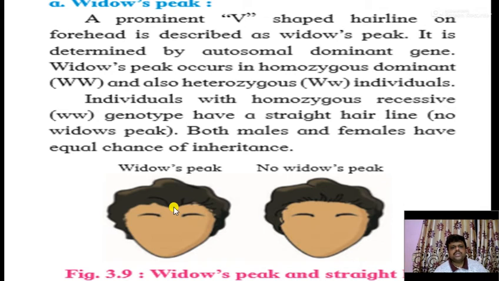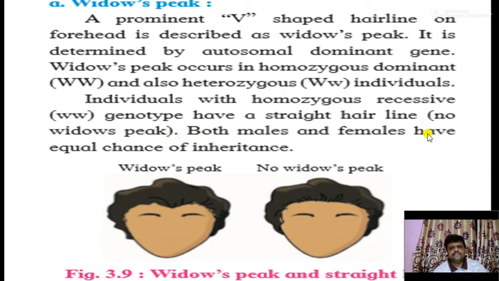It is autosomal inheritance. While in this figure, you can see a straight hairline on the forehead. Now just see, widow's peak occurs in homozygous dominant, that is W and W, and it is also in the heterozygous, that is the dominant W and the recessive w individuals. Individuals with homozygous recessive, that is small w and small w genotype, have a straight hairline. There is no widow's peak on the forehead.